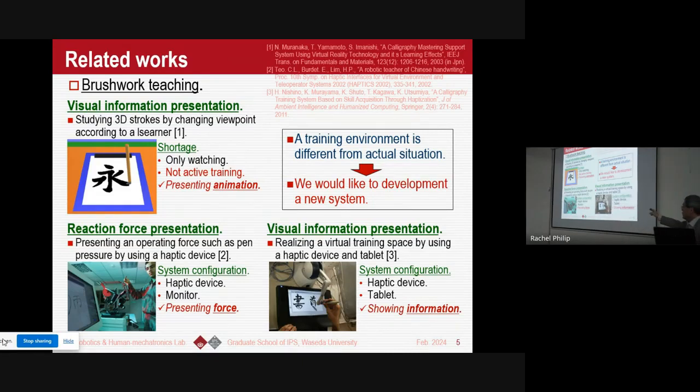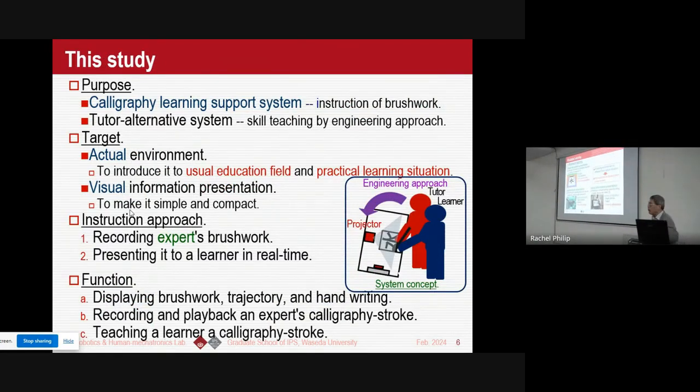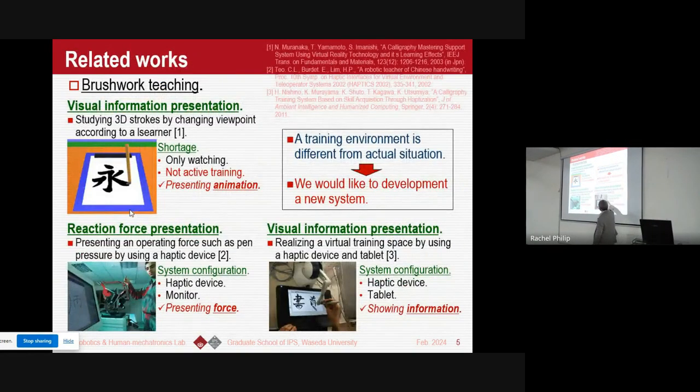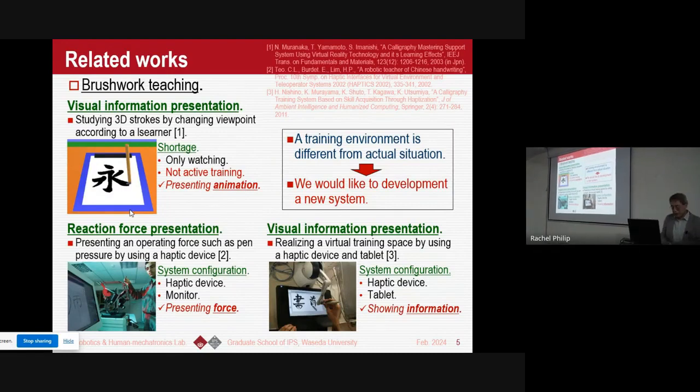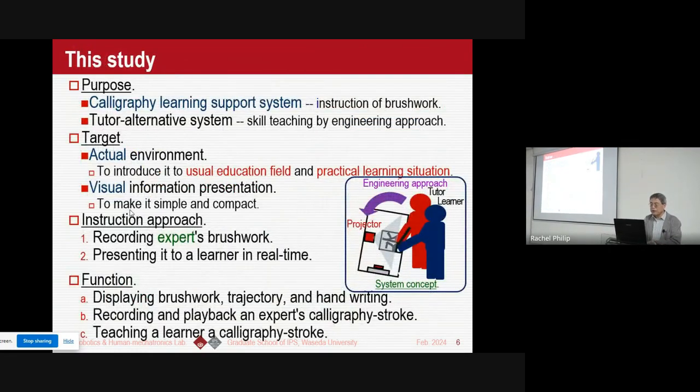But all these systems are different from the actual situation of calligraphy learning. Calligraphy learning is mainly only paper and the brush. Only paper and the brush. So all of these systems need some different device, expensive devices, and so on. So therefore, our project is, one student's motivation, that we would like to develop a new system.